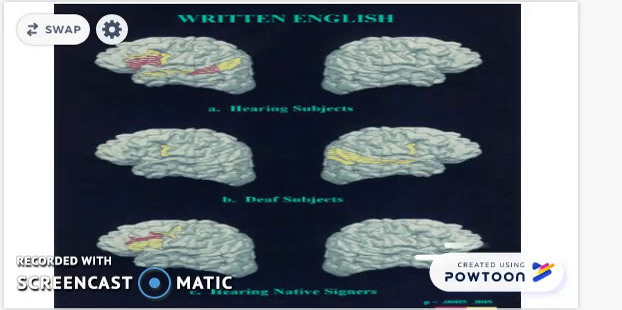In the next slide, we can see 3 different brains that were compared. Regular hearing subjects, deaf subjects, and then hearing native signers. And interestingly enough, the brain reacted differently when activated. We are going to note from an article, Sign Language in the Brain, from Ruth Campbell and Mick Sweeney, from the Journal of Deaf Studies and Deaf Education, Volume 13.